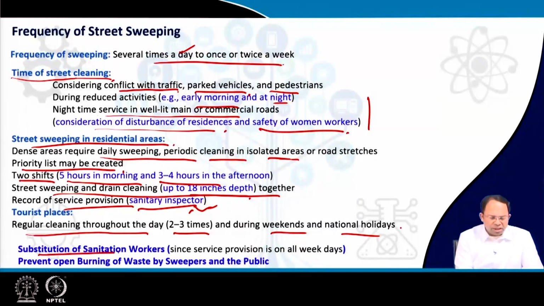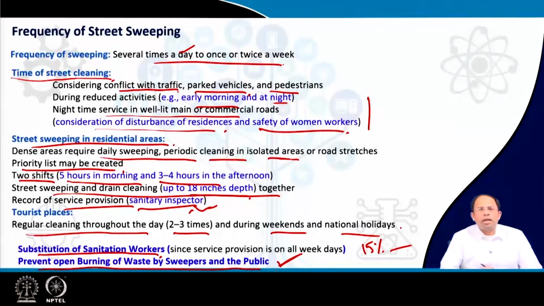So, there has to be substitution of sanitary workers because everybody cannot work every day. Usually a 15% extra from the normal required strength is needed because we have to keep on working even during holidays and other times of the year. The other thing we have to be very careful about is that many street sweepers and even the public burn the waste in the street. This practice is banned, and we should make it mandatory that it is not practiced in any urban areas.